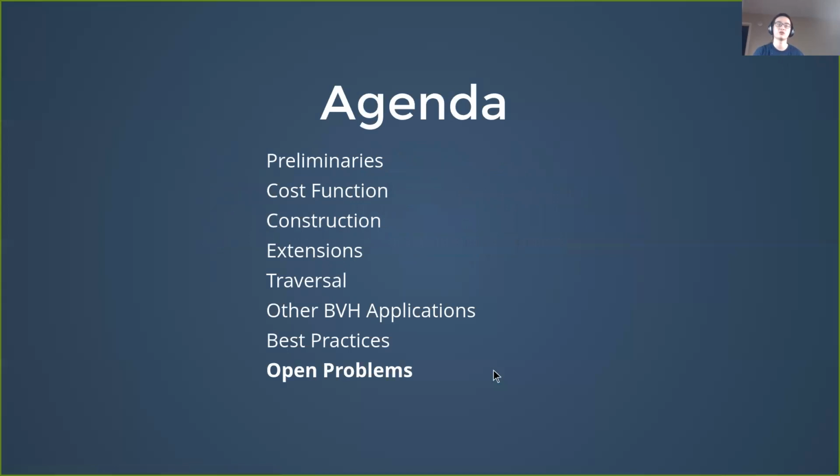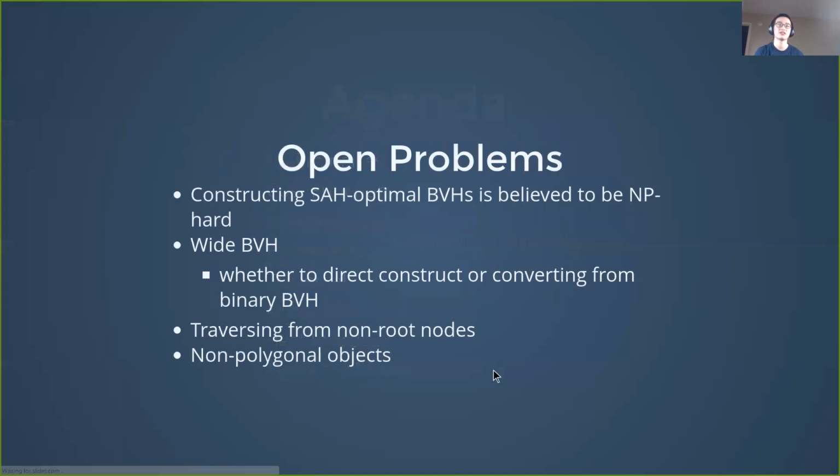There are still a lot of open problems with BVHs. For example, constructing a surface area heuristic optimal BVH is believed to be NP-hard, which means we have no idea how to do that. And so we also have no idea how optimized our current BVH is.